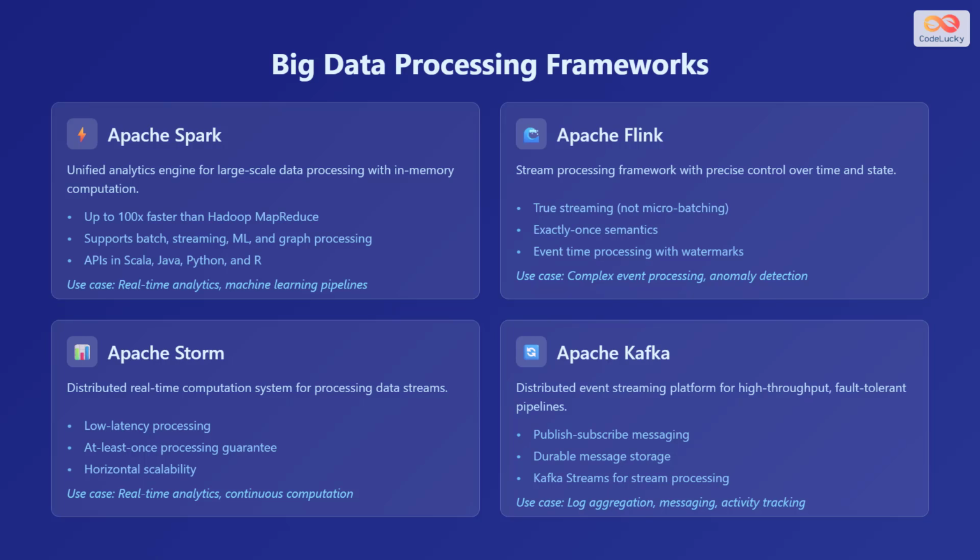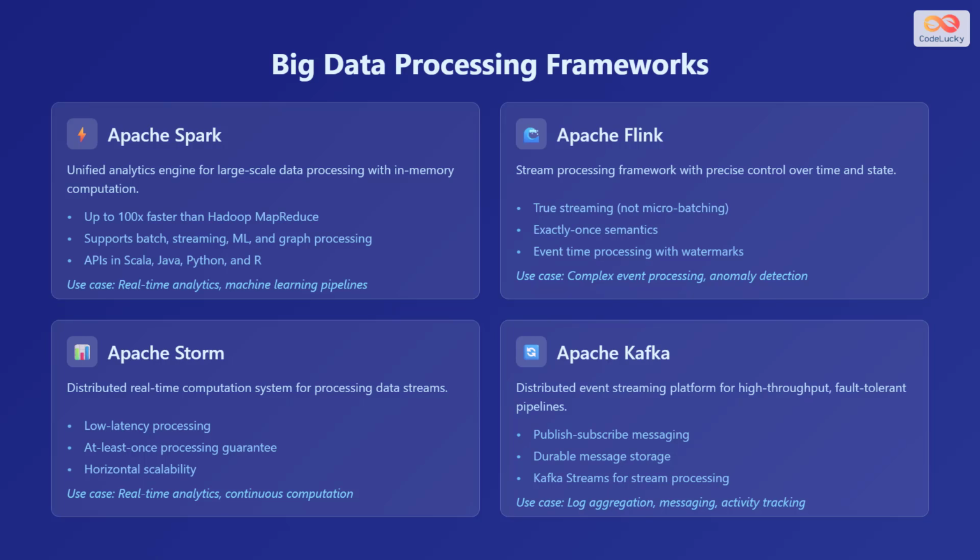Several big data processing frameworks are available, each with unique features and use cases. Apache Spark is a unified analytics engine for large-scale data processing with in-memory computation, which can be up to 100 times faster than Hadoop MapReduce. Spark supports batch, streaming, machine learning, and graph processing, with APIs in Scala, Java, Python, and R. Its use cases include real-time analytics and machine learning pipelines.